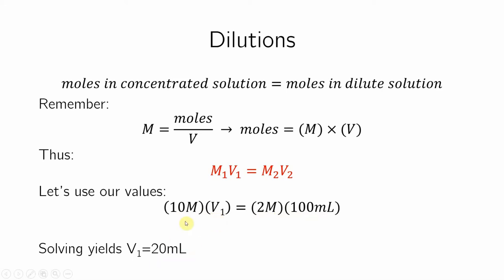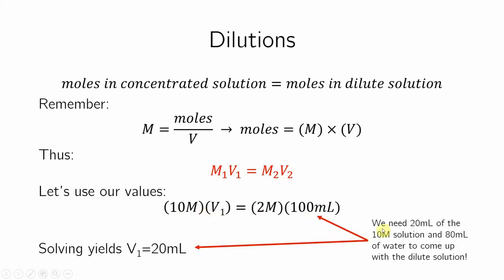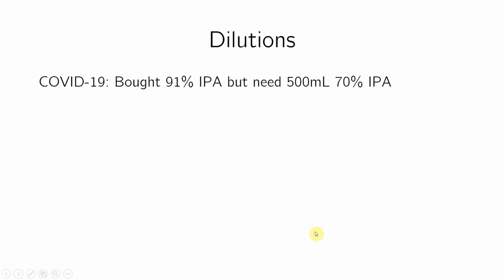What does it mean? I need to take 20 milliliters of my Bosco syrup, and then I need to add 80 mils of water, and I'll get what I want. That's what that means. Okay, so I need 20 mils of the 10 molar solution and 80 milliliters of just regular water, and I'll come up with my dilute solution. Okay, so hopefully that made sense.